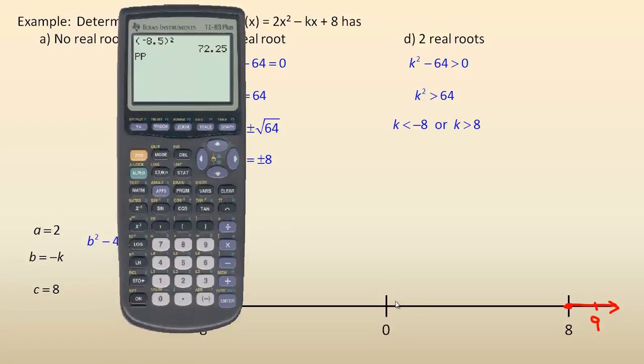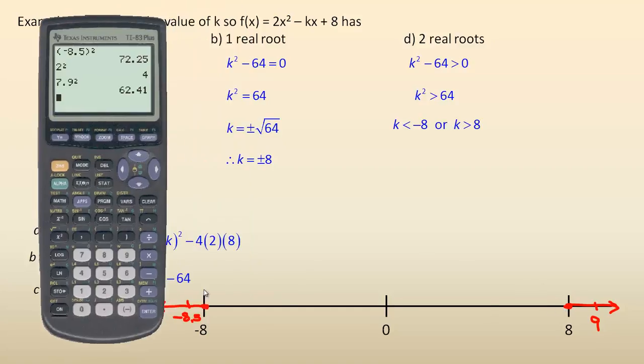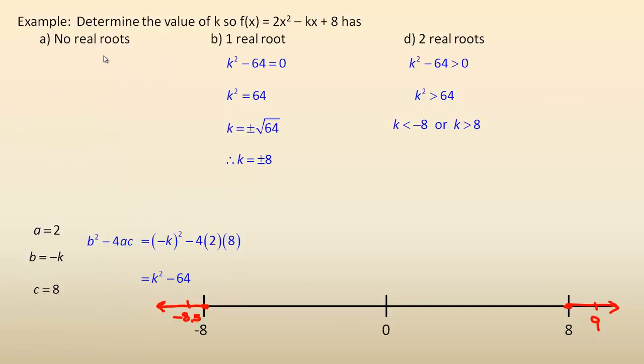For example, if I take a random number in between here, let's say 2, 2 squared is much smaller than 64. In fact, even if you get up here close to 8, like 7.9, if you square that, it's still a little bit less than 64. And even if you were way down here, like negative 6.82, getting close to, a little above negative 8, and you square that, it's still smaller than 64. So numbers between negative 8 and 8, when you square them, give you a value smaller than 64.